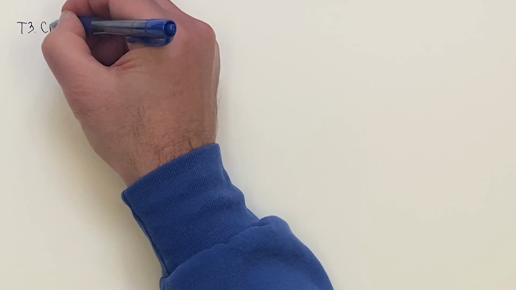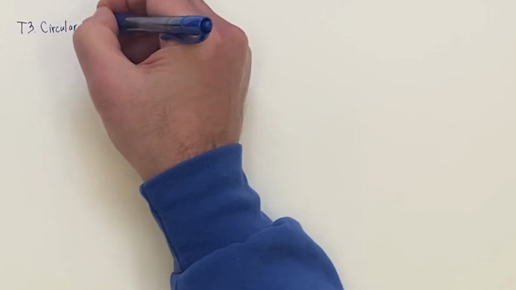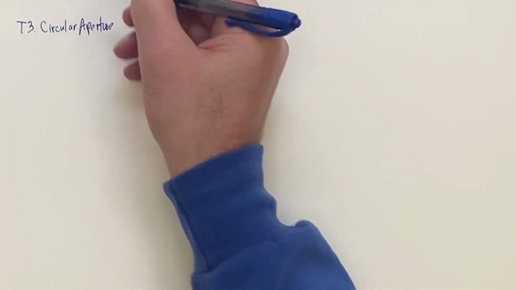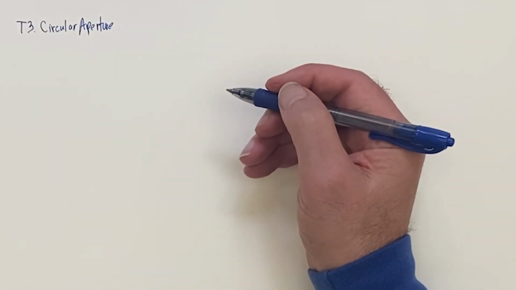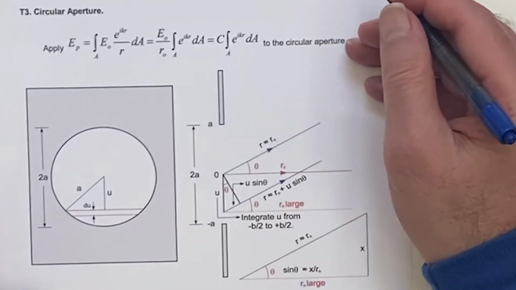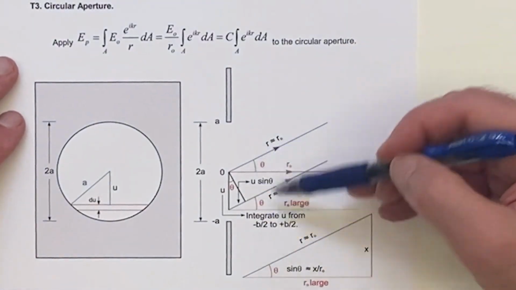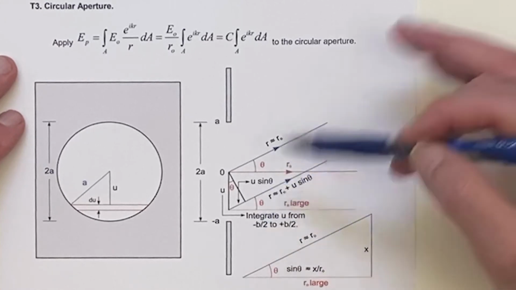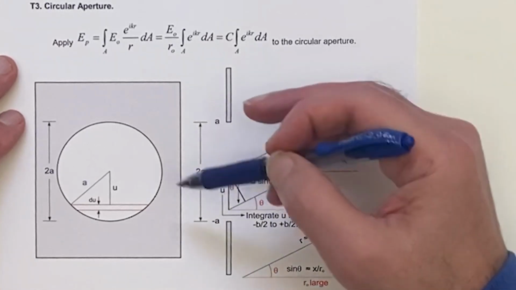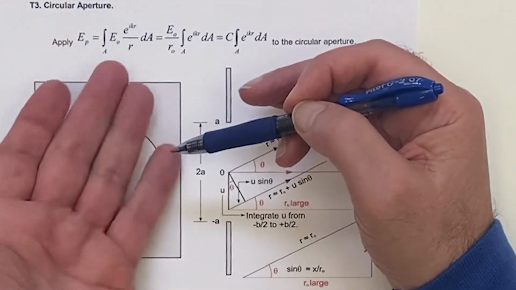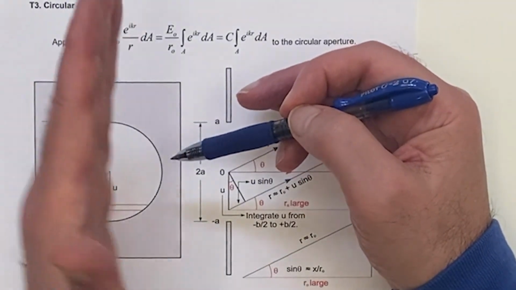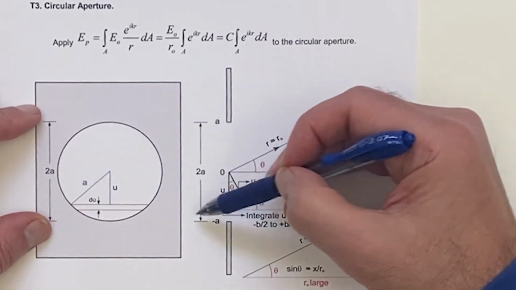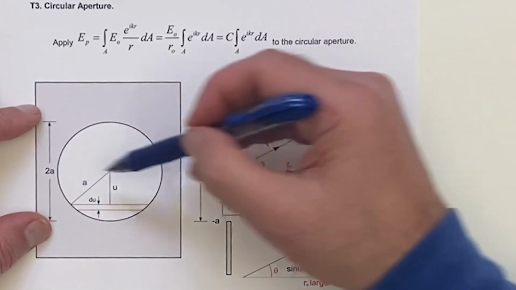Number three, circular aperture. For this one, we're going to go to the book, and we have the same diagram down here that we did for the single slit. Same physics. Only difference is here, and this should be turned sideways here. We're going to look at a strip here because it's not a one-dimensional integral, it's going to be over 2 dimensions.